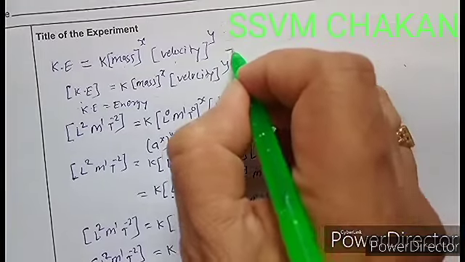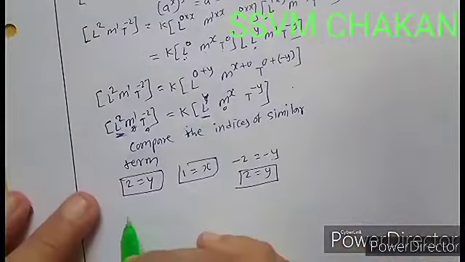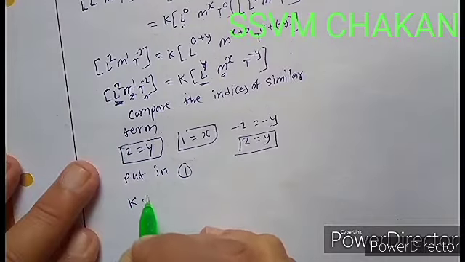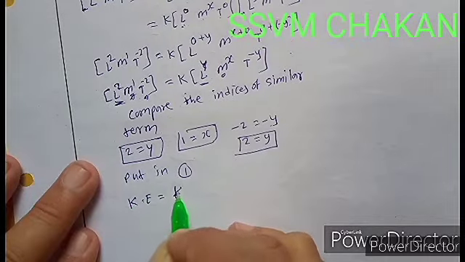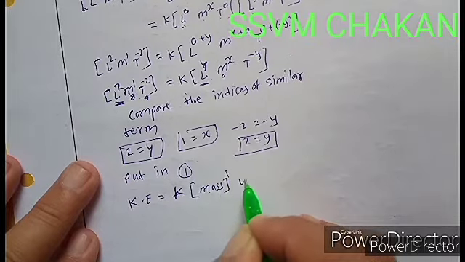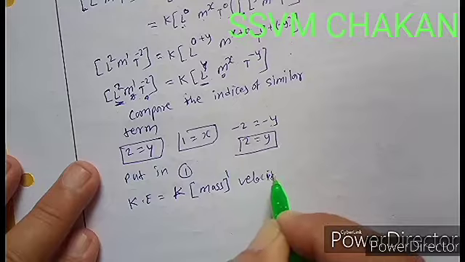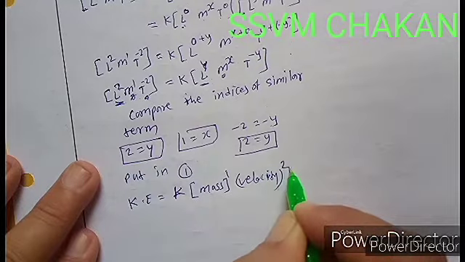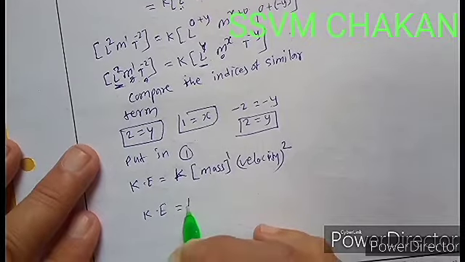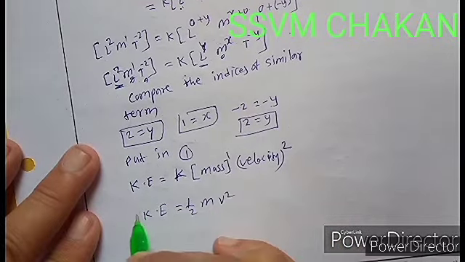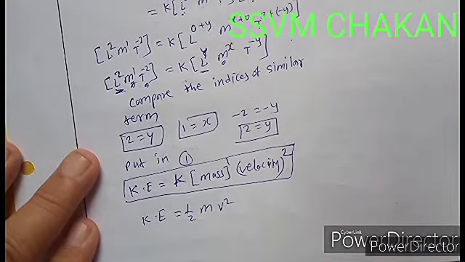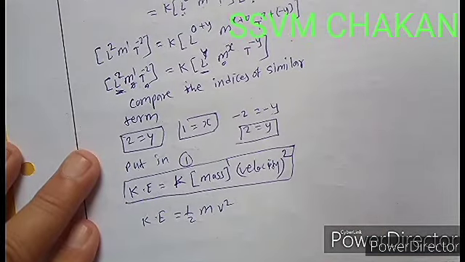Initially whatever equation we took, name it equation 1, and put these values in it. So we get kinetic energy is equal to k mass raised to 1 and velocity raised to 2. We know the general equation, kinetic energy is equal to half mv square. The same equation we have obtained by using dimensional analysis.